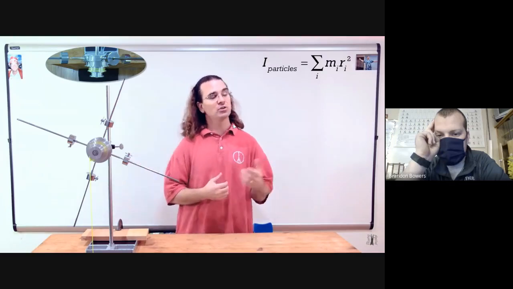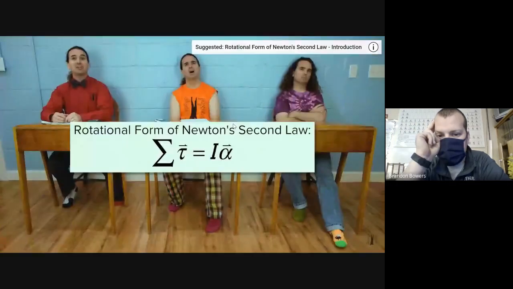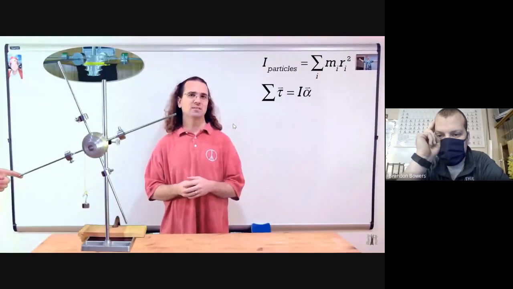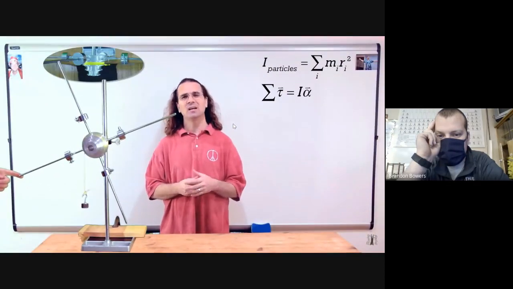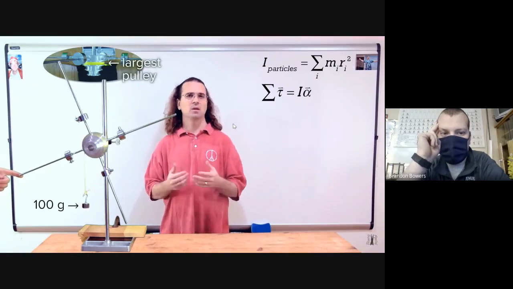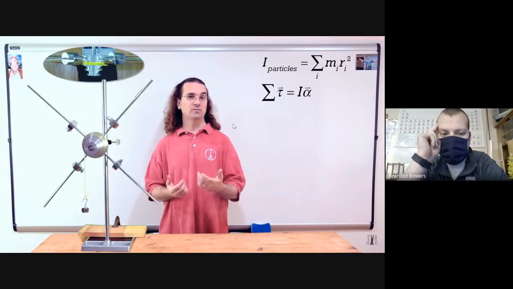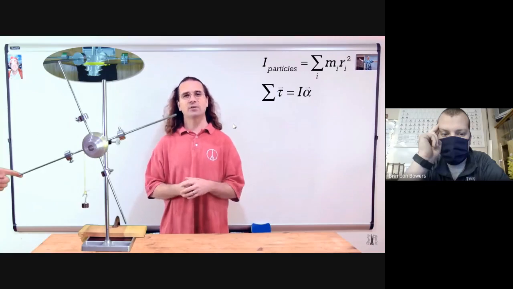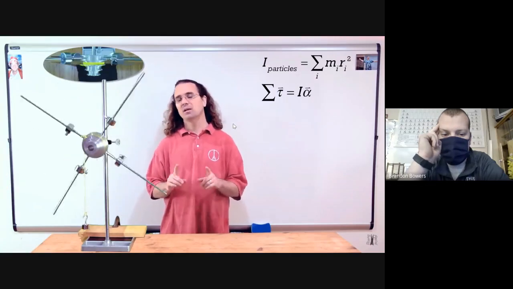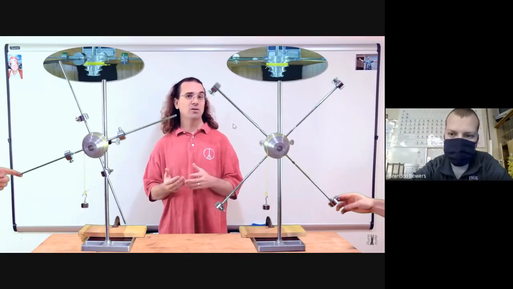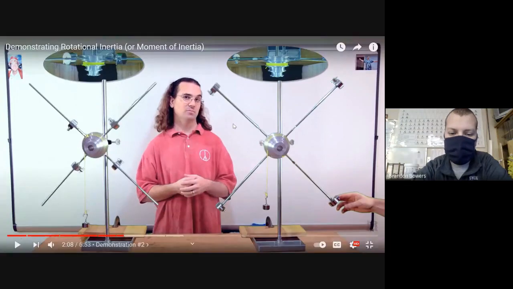Billy, what is the rotational form of Newton's second law? Net torque equals rotational inertia times angular acceleration, where both torque and angular acceleration are vectors. Okay, let's start with the four adjustable masses as close to the axis of rotation as possible, and let's suspend a 100 gram mass from the largest size pulley. Observe what happens when I let go of the system. The torque caused by the hanging mass causes an angular acceleration of the system. Now, what will happen when I adjust the locations of the four masses such that they are farthest from the axis of rotation? Will it increase or decrease?